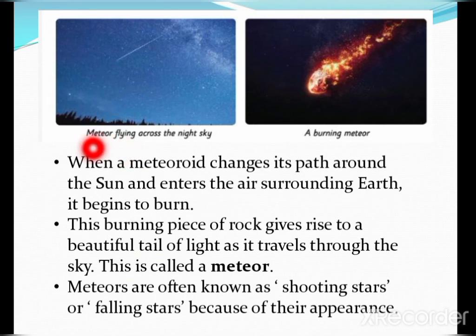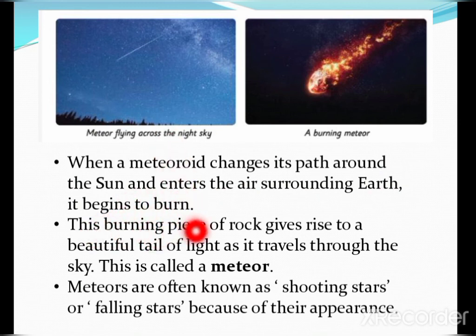Here you can see the image of a meteor flying across the night sky. Here you can see the image of a burning meteor. When a meteoroid changes its path around the sun and enters the air surrounding Earth, it begins to burn.